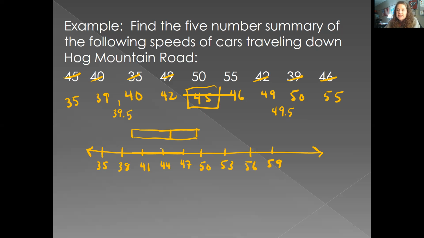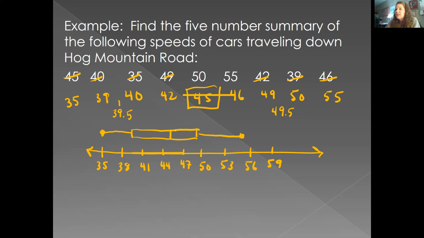So there's my box, and my whiskers point to my smallest number and my biggest number. My minimum, 35, and my maximum, which is 55. All right, and there is my box and whisker plot. Okay, it's not totally symmetrical. The median is more to the right, so we would probably say this is skewed left.